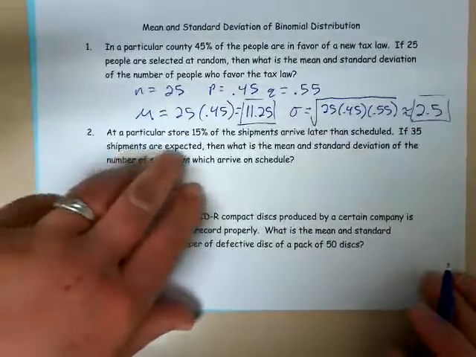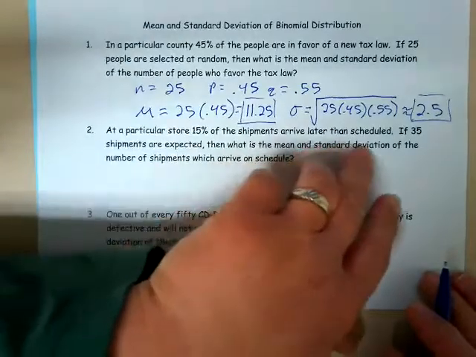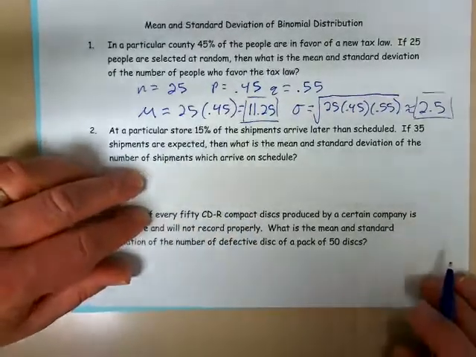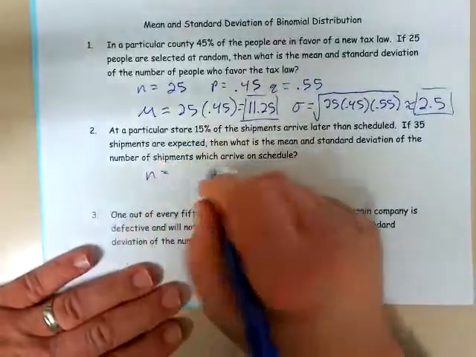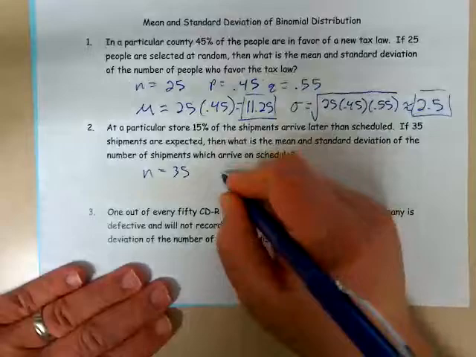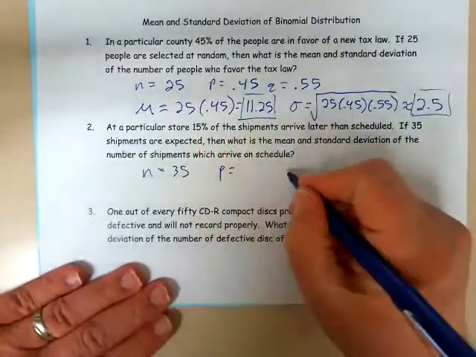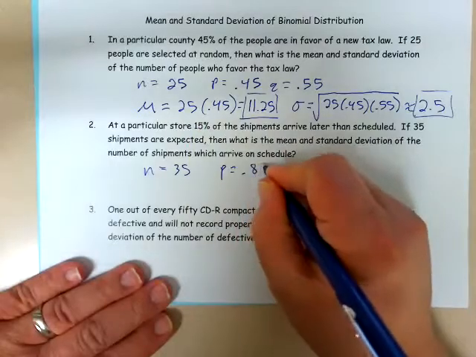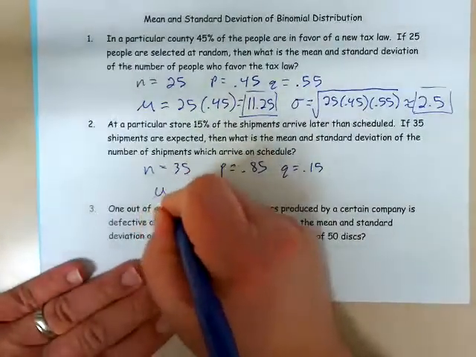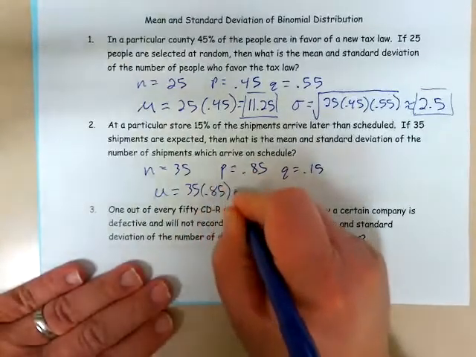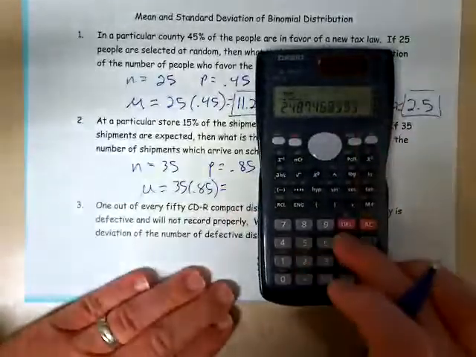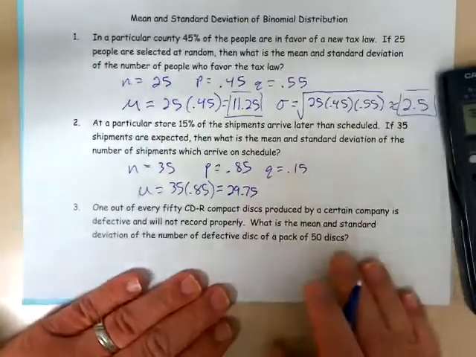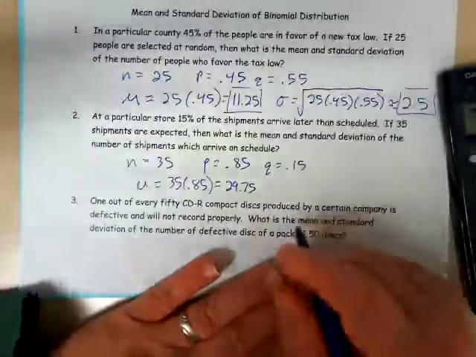Okay, so here it says at a particular store, 15% of the shipments arrive later than scheduled. If 35 shipments are expected, then what is the mean and standard deviation of the shipments which arrive on schedule? So in this case, n is equal to 35. There's 35 trials. Now the success, though, isn't the 0.15. That's actually the failure, because the success here is that they arrive on schedule, so I take 1 minus that, and I get 0.85 for p. Then the mean is just 35 times 0.85, which gives me 29.75. That's the expected number that are going to arrive on schedule.